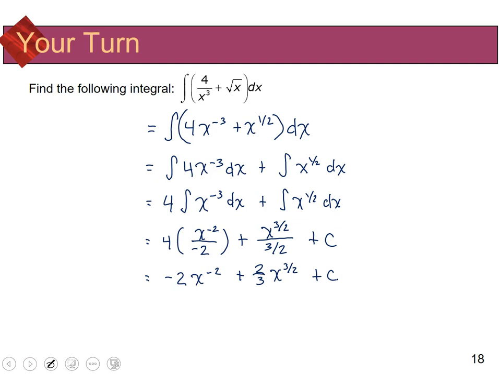Just keep that in mind because as you go through and do it, you may see different versions of it. So for instance, I could call this negative 2 over x squared. I can call this 2 times the square root of x cubed all over 3 plus c. So there are different variations, but all of these would be acceptable answers in this kind of circumstance.